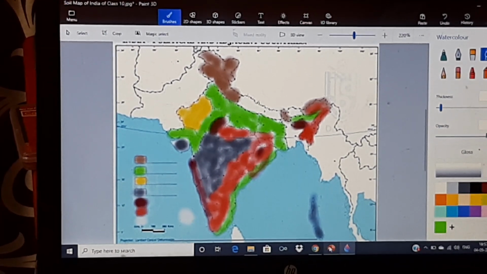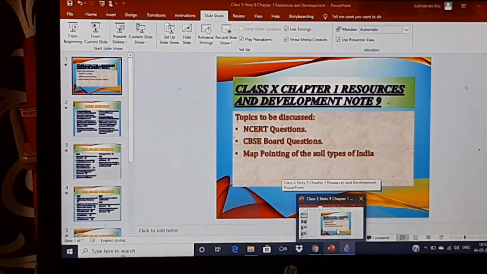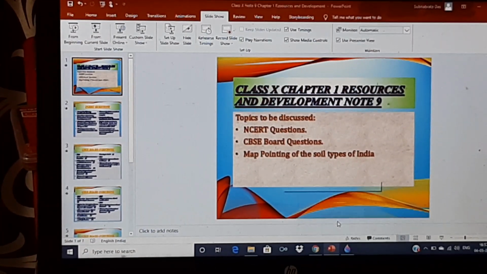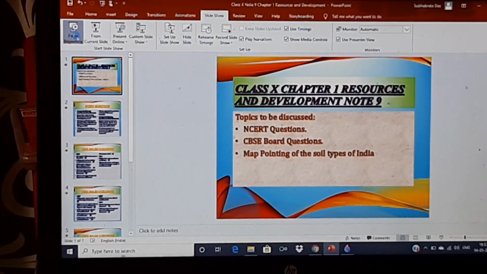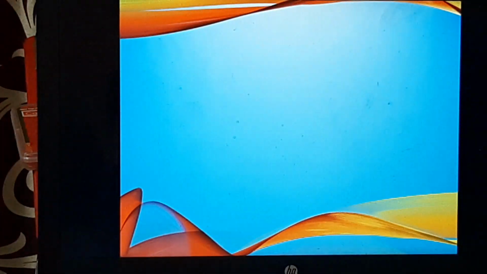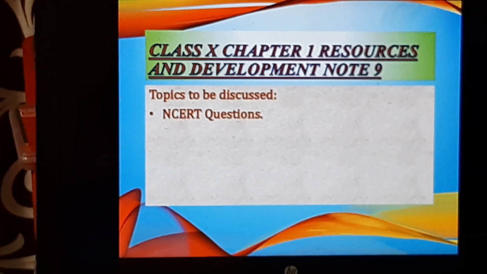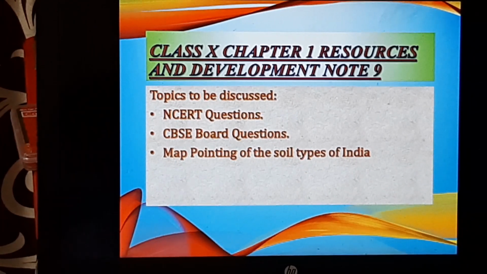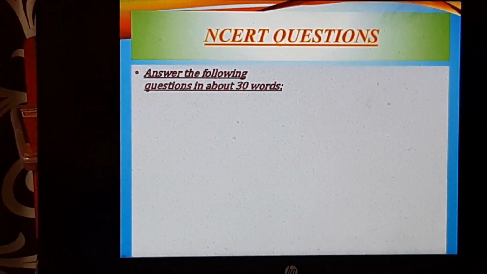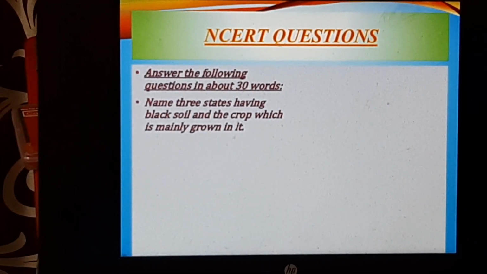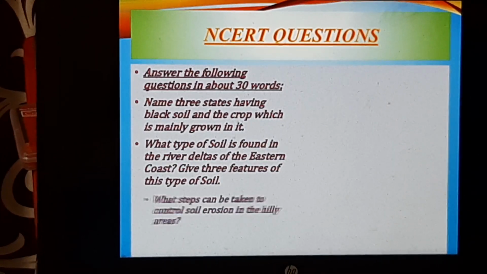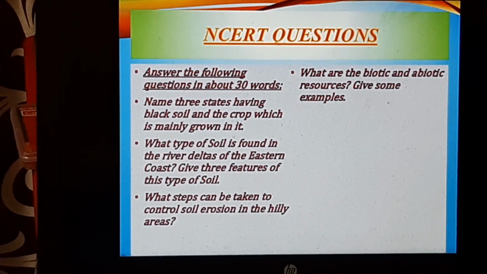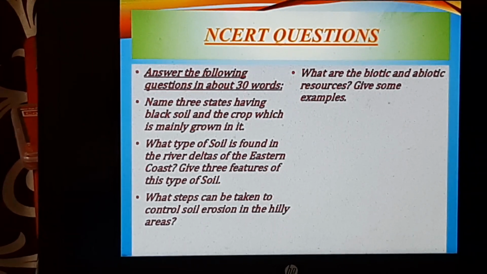Now next I'm going to discuss today's class related to the question answers session. The topic that I am going to discuss today is the NCERT questions and CBSE board questions, and already I have completed the map pointing of the soil type. Now the first NCERT questions, hopefully if you are having the book, it is quite good, and if you don't have it, just follow these questions and write your answers. Follow the slides and write the answers.